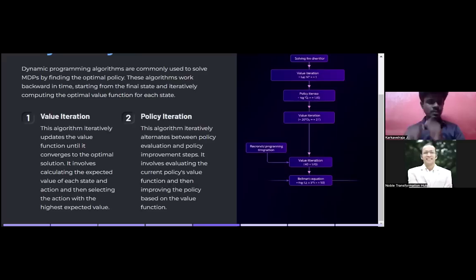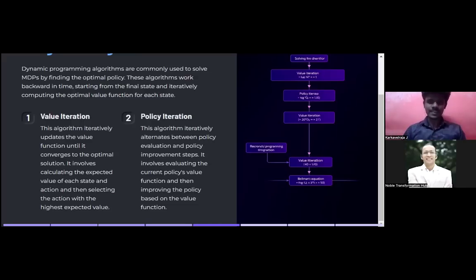What is value iteration? This algorithm iteratively updates the value function until it converges to the optimal solution. It involves calculating the expected value of each state and the actions, and then selecting the action with the highest expected value. Policy iteration: this algorithm iteratively alternates between policy evaluation and policy improvement steps. It involves evaluating the current policy's value function and then improving the policy based on the value function.